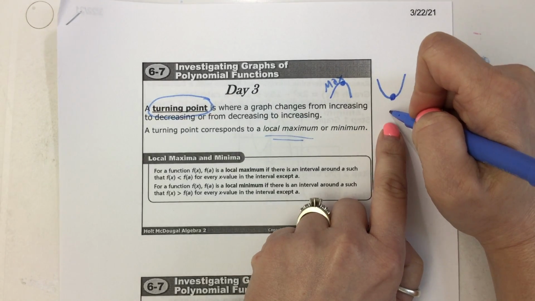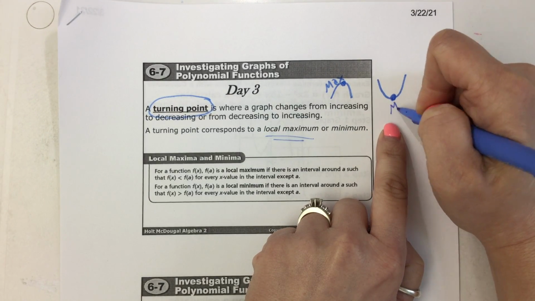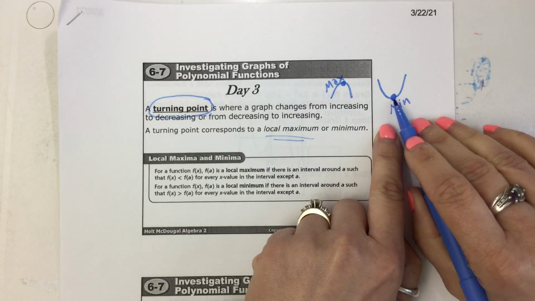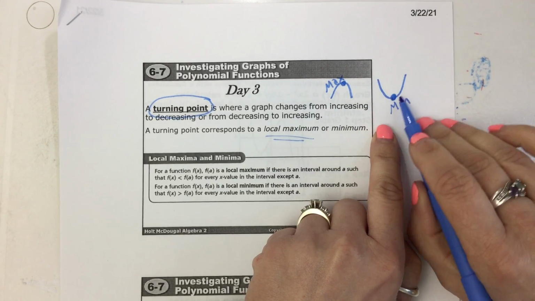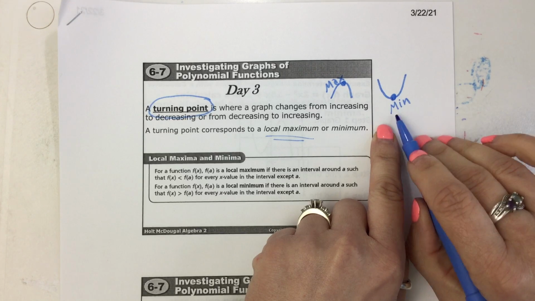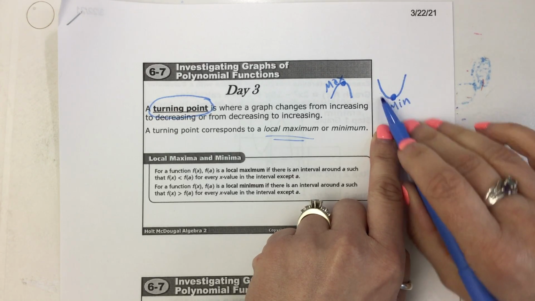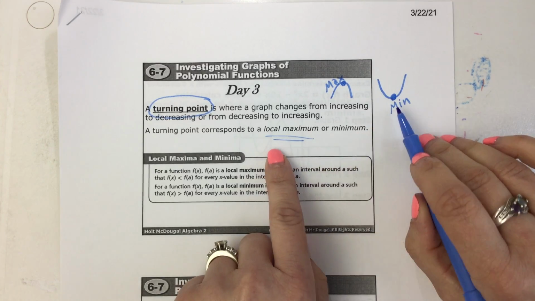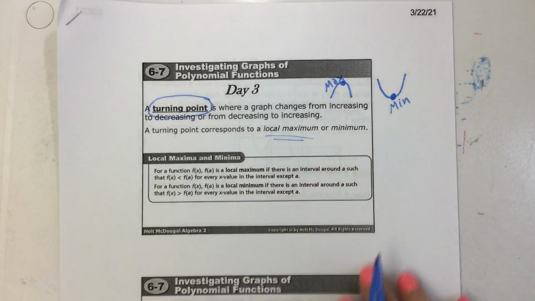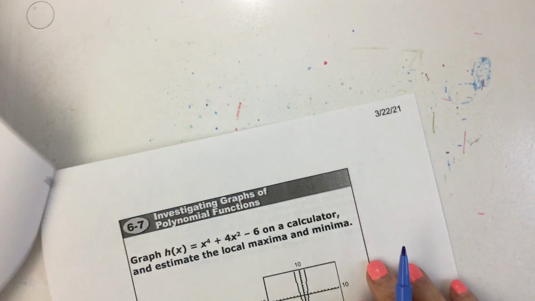This is a local or a relative minimum. It's at the bottom. It looks kind of like it's at the bottom of a valley. It doesn't have to be the lowest point on the graph. It is just lower than the points that are around it. So that's why they call it a local minimum. Now let's go ahead and start graphing.